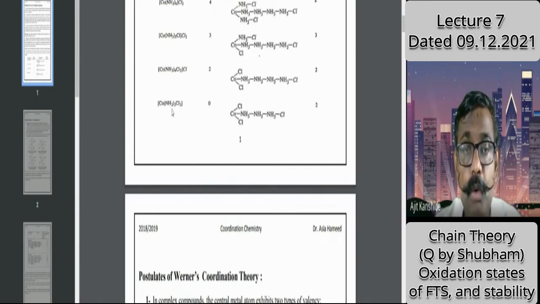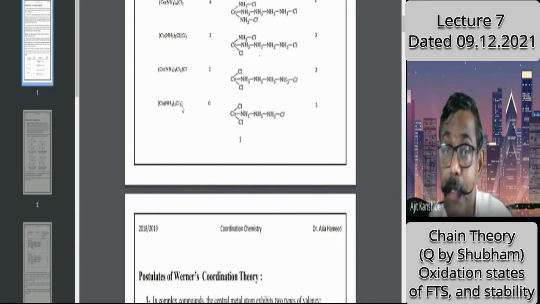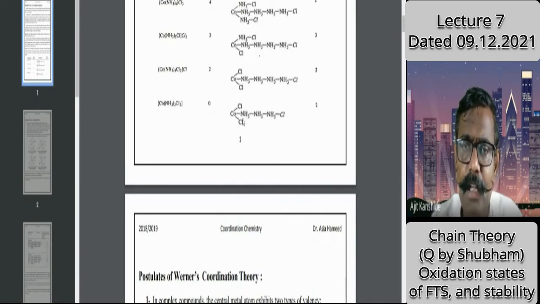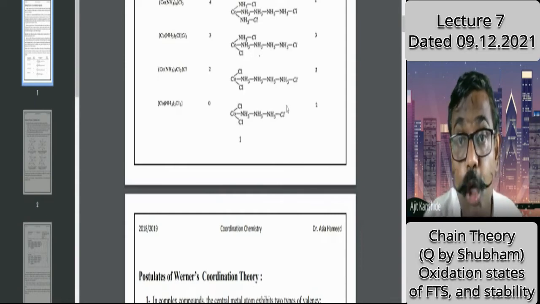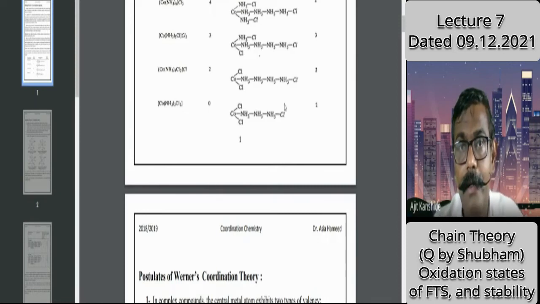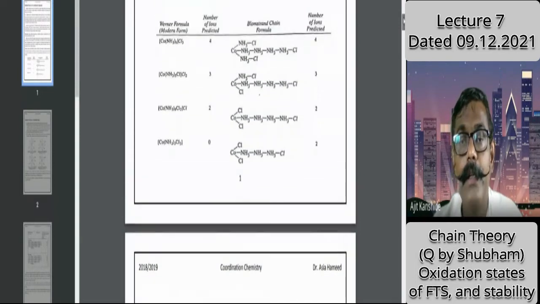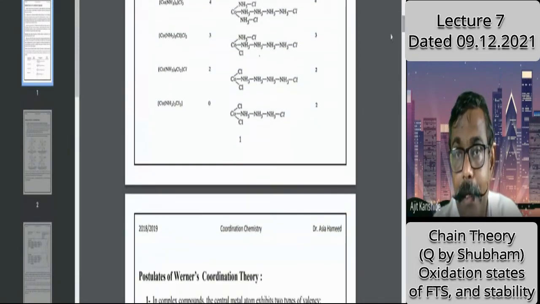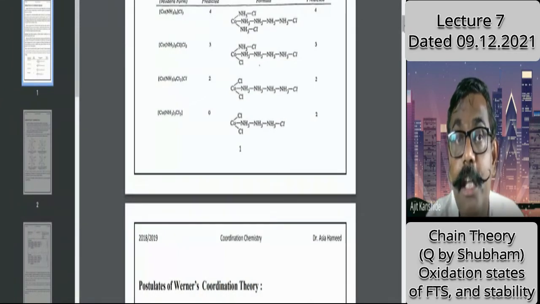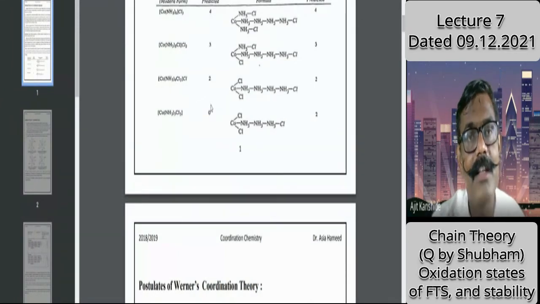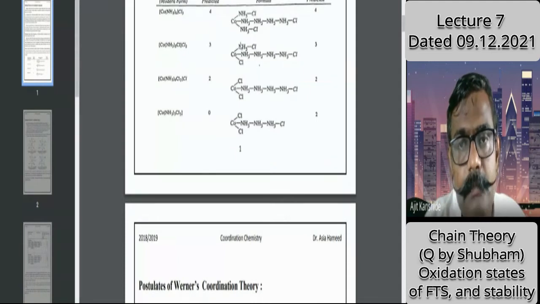When they were considering CoNH3Cl3, means all chlorides are inside. At that time they said this ammonia, means three ammonia are there and it is linked to the chloride and it is ionizable. Means from their point of view, it is ionizable and it will give two ions. One is complex ion and other is the chloride ion. So it is by which formula? It is by chain formula. Means whatever the right side numbers are there, number of ions, it is as per the chain theory. But left side is what the Werner's theory. And you will find Werner is more correct.